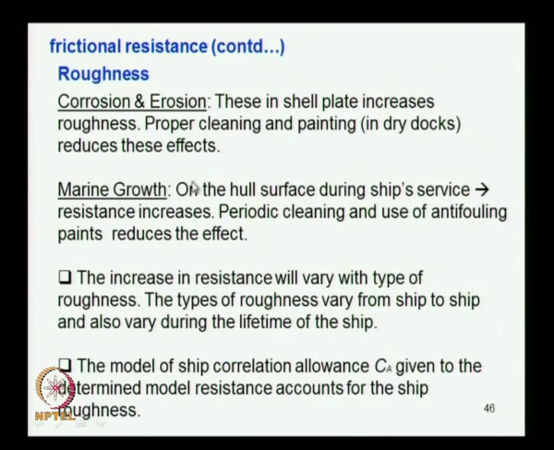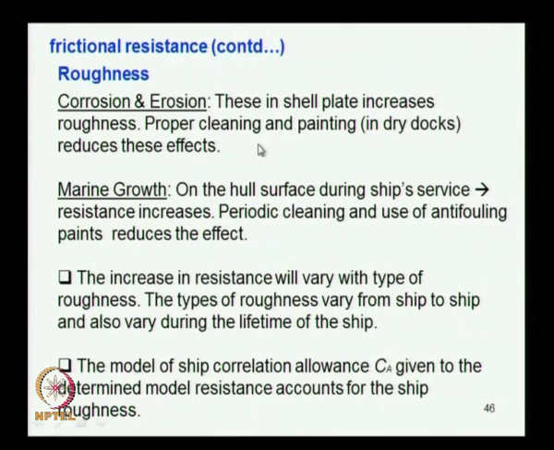Other causes are corrosion and erosion. Why does the roughness increase compared to that of a model? Steel plate is very sensitive to seawater, which results in corrosion. Due to corrosion the surface roughness increases, and that is why proper cleaning and dry docking of a ship is mandatory once in 2 years. That is, you take the ship to a dry space, chip the surface, repaint it and put it back to operation.